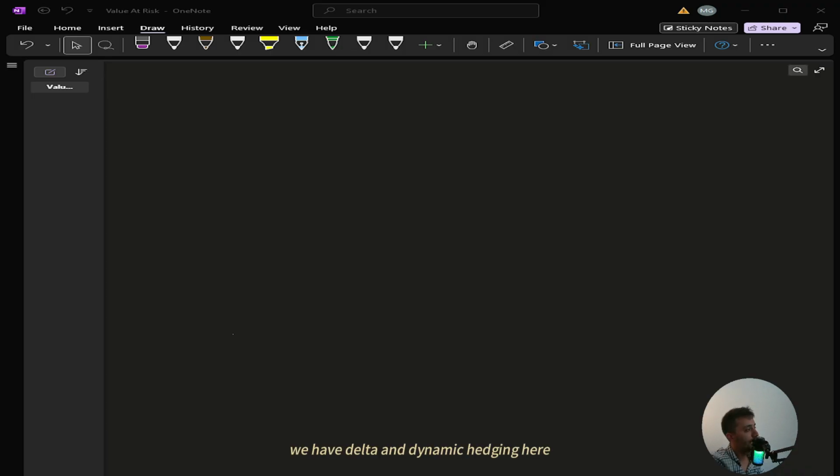We have delta and dynamic hedging here, and it is so important, and we have a really basic formula here. Delta is the change in the price of an option for a one unit change in the price of the underlying asset. We have an easy formula here. Actually, we have two formulas: discrete time and continuous time.